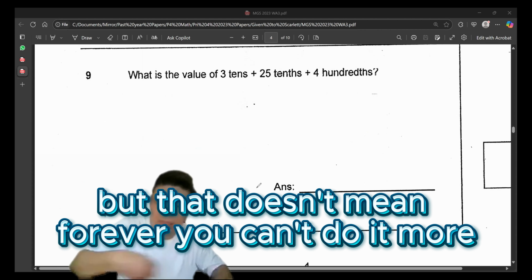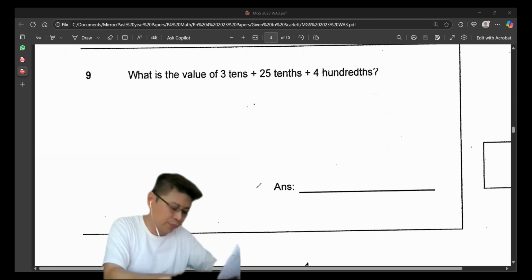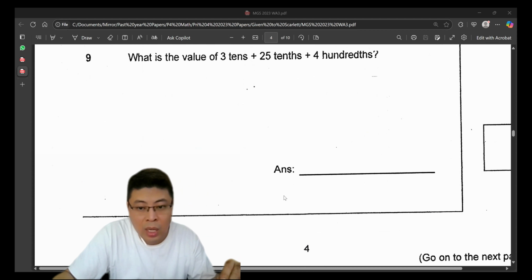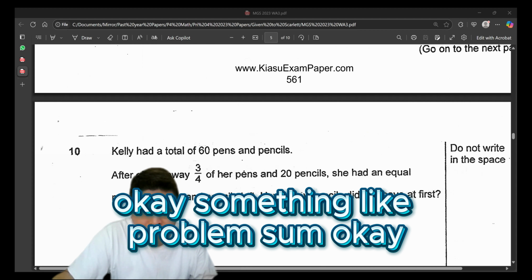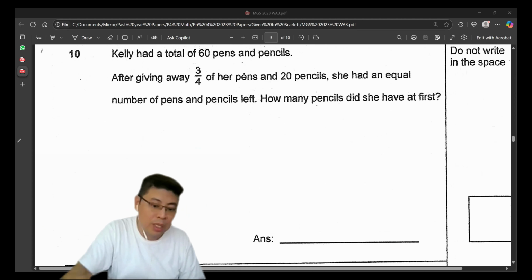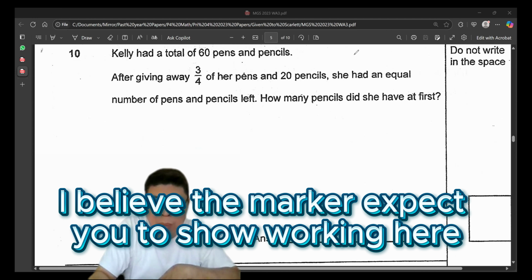Temporarily you can't do it, but that doesn't mean forever you can't do it. Okay, next, question 10. Question 10 is the next question. Something like a problem sum. Because there's a huge space down here, I believe the marker expects you to show working here.